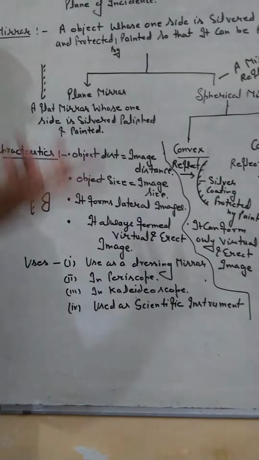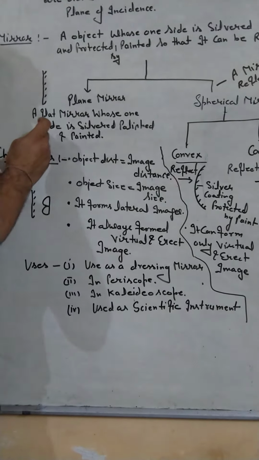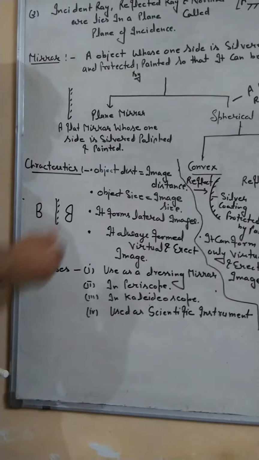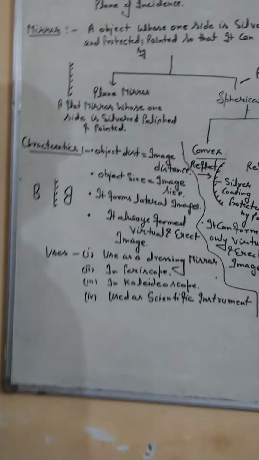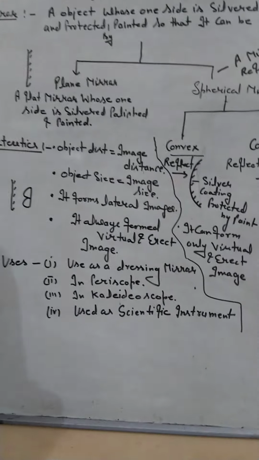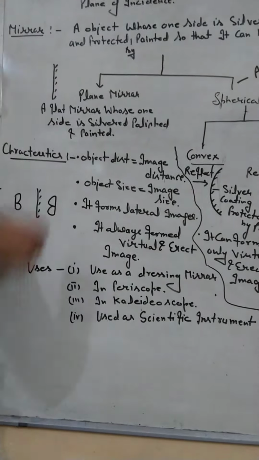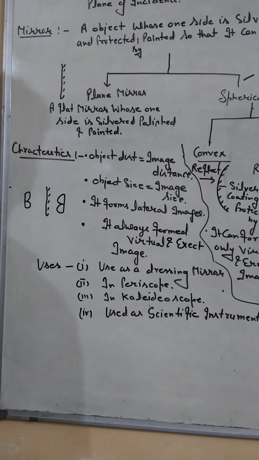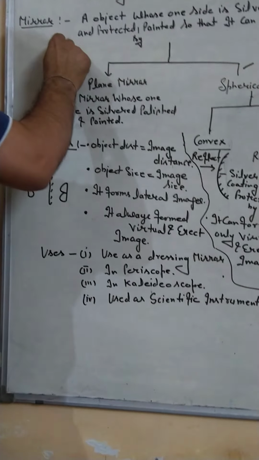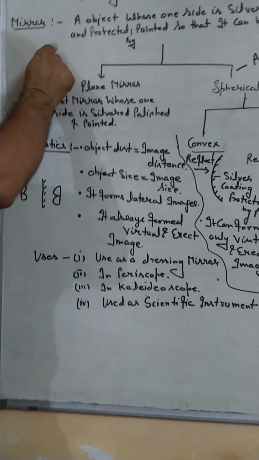Actually a plane mirror, as its name says, is a flat mirror whose one side is silver polished and also painted on the same side so that 100% reflection can be obtained from a plane mirror. A plane mirror is generally drawn like that in our diagrams, while a spherical mirror is a mirror whose reflecting surface is a part of a hollow glass.